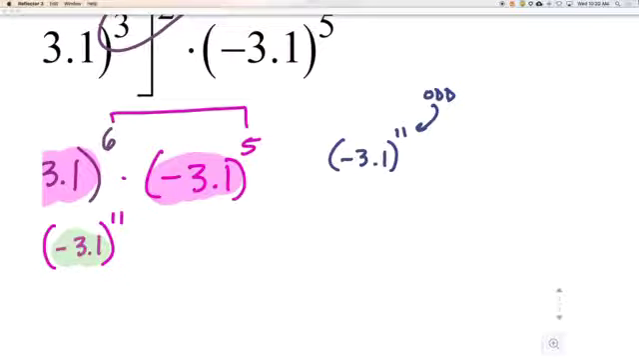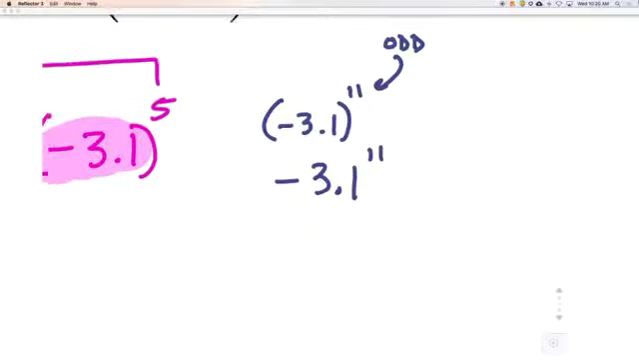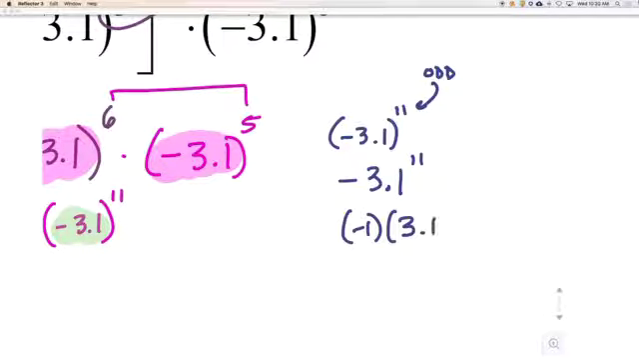So can I drop the parentheses and write it like that and still be correct? In other words, are these two equal? Yes. But that's not always true, right? It's only true because this is what type of exponent? Odd. Because that line, remember, is the same as negative 1 times 3.1 to the 11th. Yes? Okay. All right.